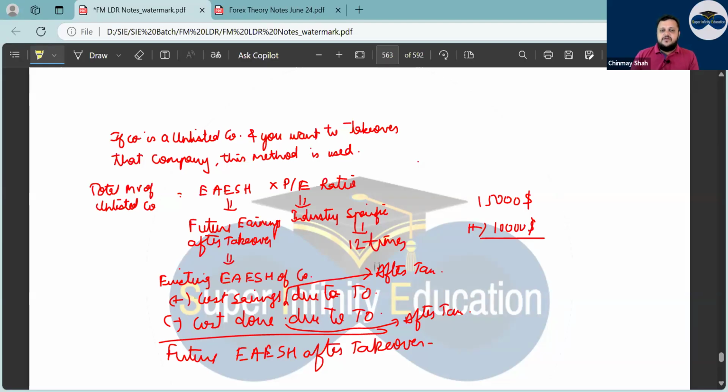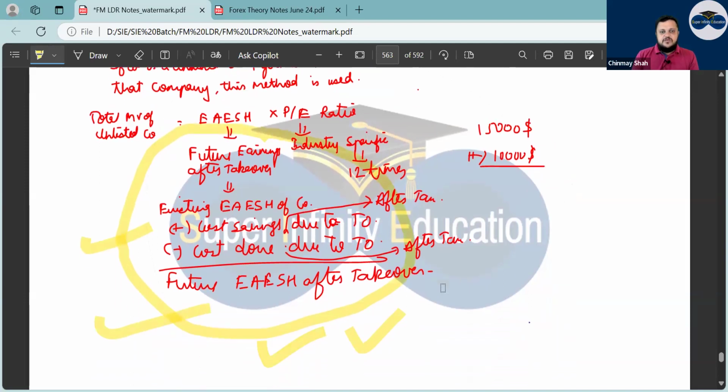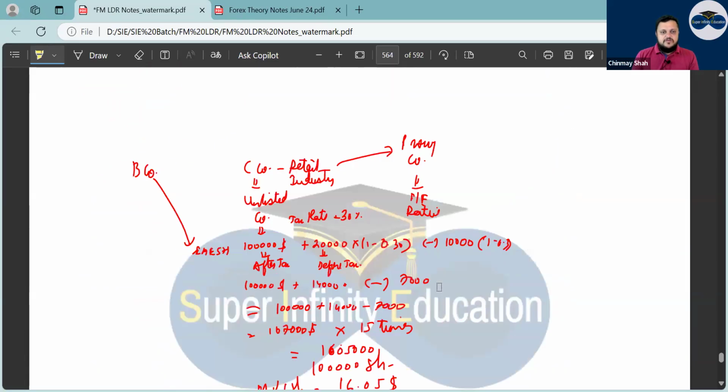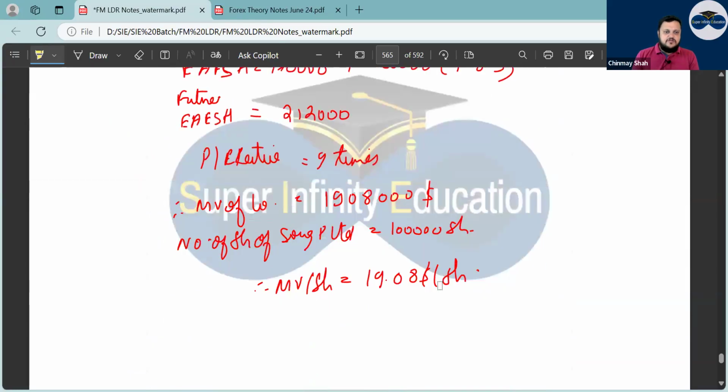Industry specific P/E ratio will be given to you. So always remember EAESH is future EAESH. I think in the old notes this would not be there. Tell me. But in the new notes it is there, right? Have a look. I have done one or two questions also on this.